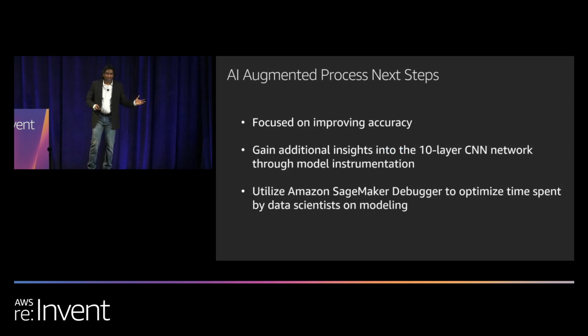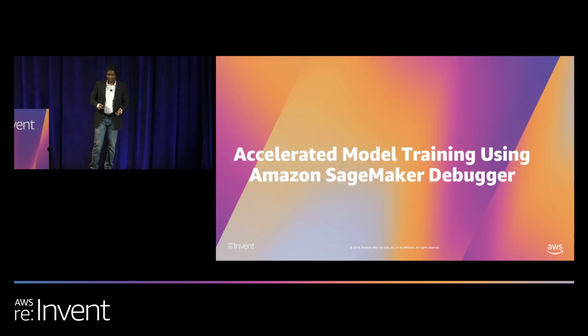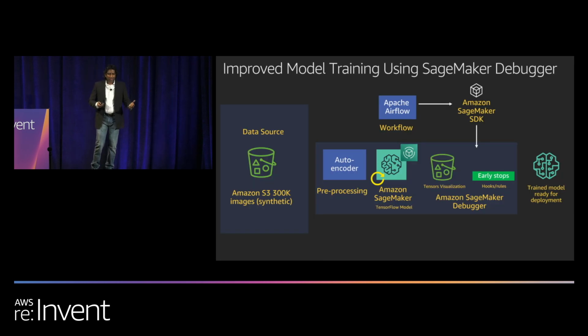So our goal is to improve the accuracy of the model such that more and more forms can be automated, and also gain additional insight into the 10-layer network: what activation function we need to use, do we need to remove any layers, things like that, or change the hyperparameters. That's where we utilize SageMaker Debugger to improve the accuracy of the model. In the next few slides I'm going to explain how we're able to seamlessly progress from development into debugging with SageMaker Debugger. So this is our improved model training with SageMaker Debugger.